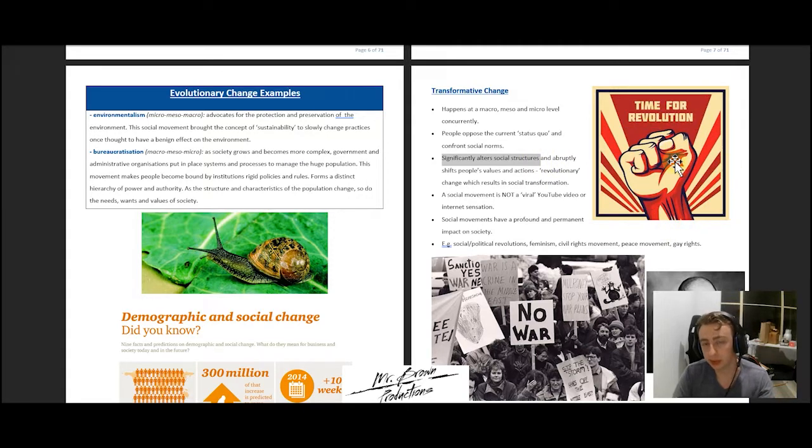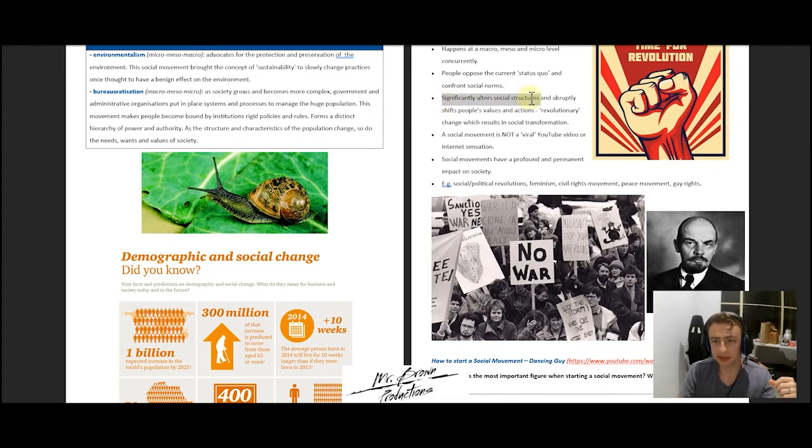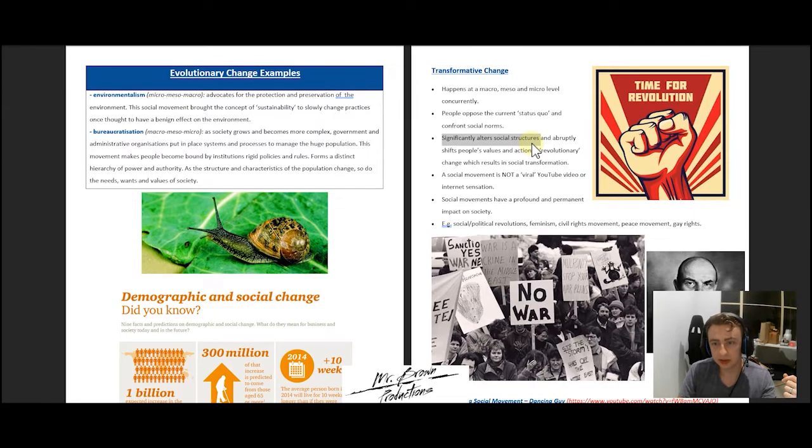So for example, in the Russian Revolution, they completely flipped. They got rid of the monarchy. They changed the entire legal system of the country and how it operates. That's a really big alteration of a social structure. So it has to be quite significant. It almost has to have a macro level impact, which would then filter out to the meso and micro levels.